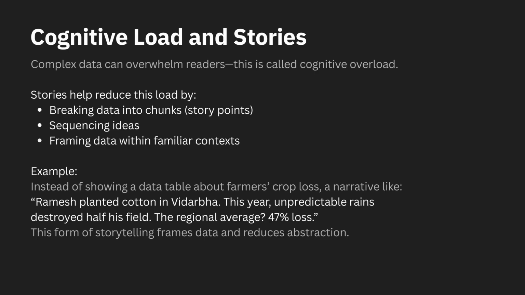You could say pretty simply that the regional average of crop loss is 47% in Vidarbha post unpredictable rains this year. That one line gives me nothing. It gives me no emotion, no narrative, nothing to care about. But as soon as I turn Ramesh into a character, the audience is hooked. Because now they can associate with Ramesh emotionally and they know exactly what he must be feeling upon having lost half his field of crops.